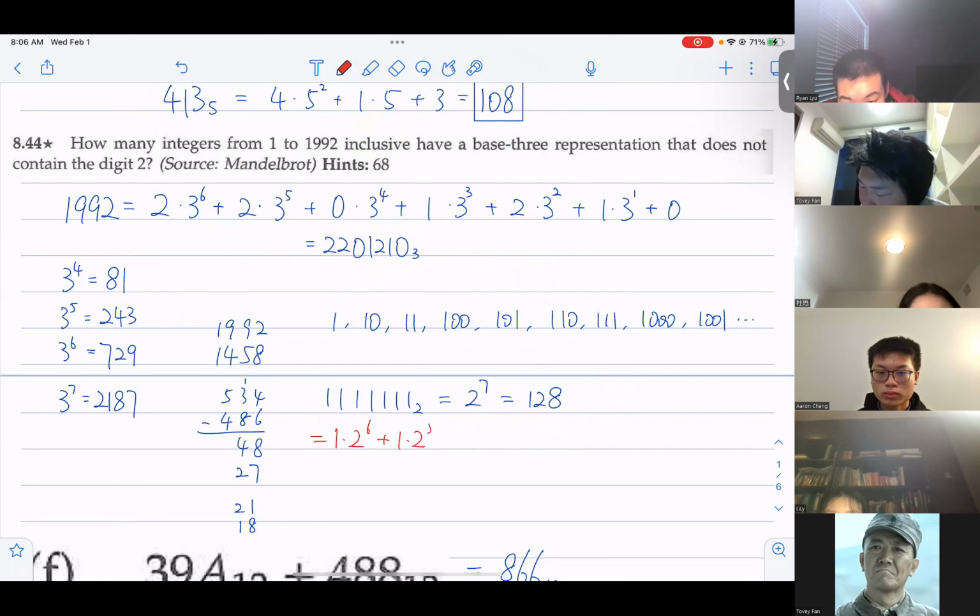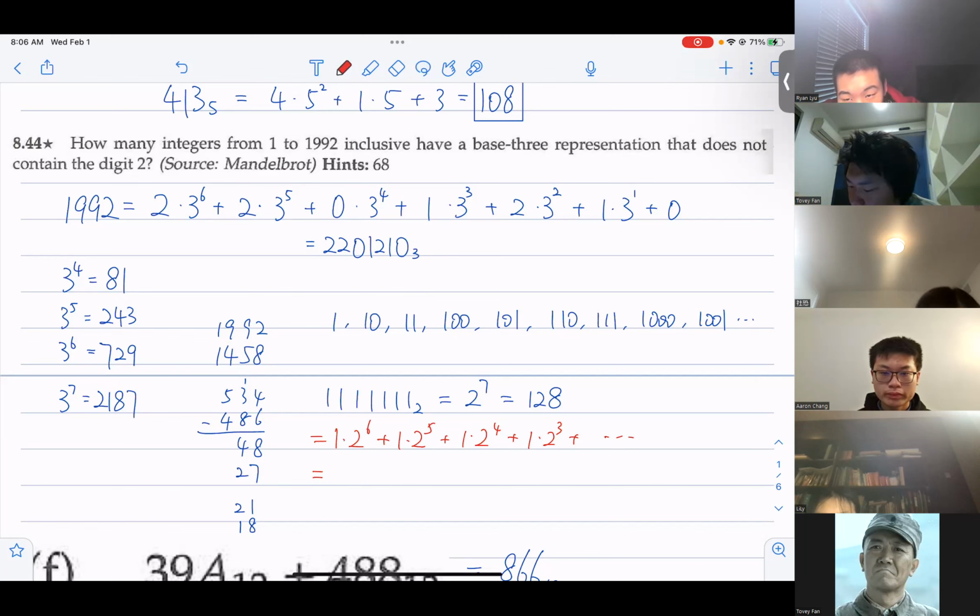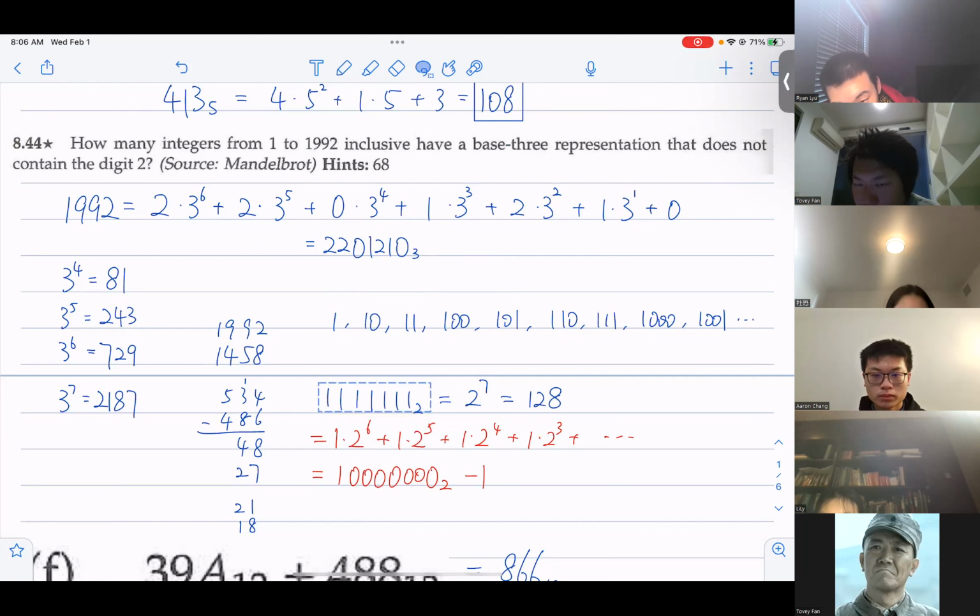Second one is 2 to the power 5, 2 to the 5th, right? And then 2 to the 4th, and then 2 to the 3rd, and then 2 squared, right? So actually, this is 2 to the 7th minus 1. How do we know it's 2 to the 7th minus 1? Because if you add 1 to this number, you would get 1, 0, 0, 0, 0, 0, 0, 0 in base 2, minus 1, right? If you add 1 to it, you have to carry over in every digit, then you will get this minus 1.